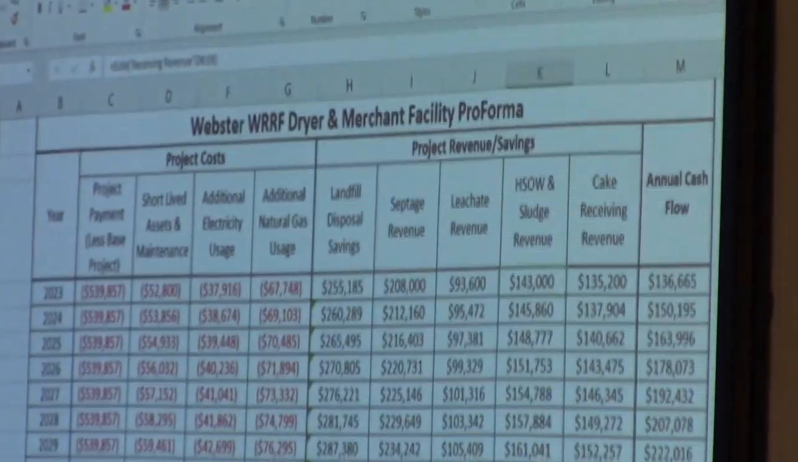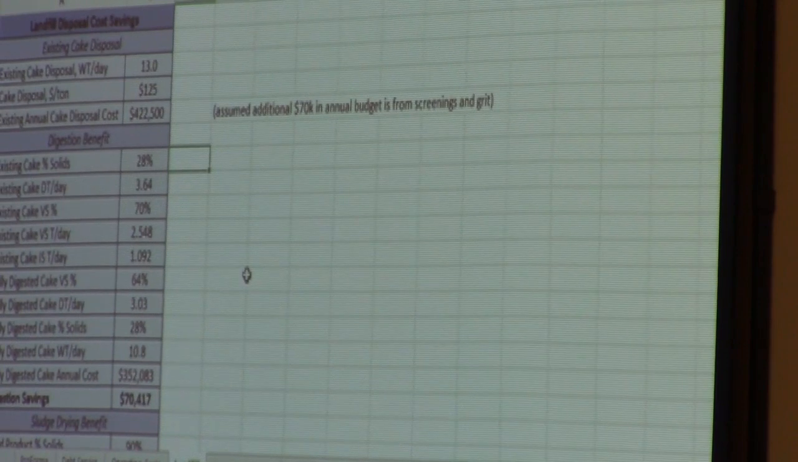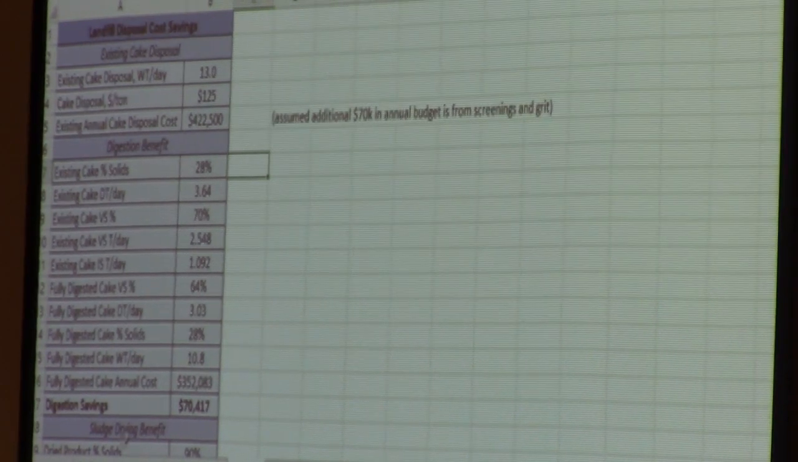Can you just click on the landfill tab? I just want to make sure I'm explaining this correctly. Figured in that is the current charge and the amount we're sending out weekly. Oh no, I'm sorry, that does include the dryer too. So it's a dual process. We're going to reduce it with the digesters, but then sending it through the dryer will reduce it even further. So that is what we're projected to save in landfill costs. Back to the pro forma.